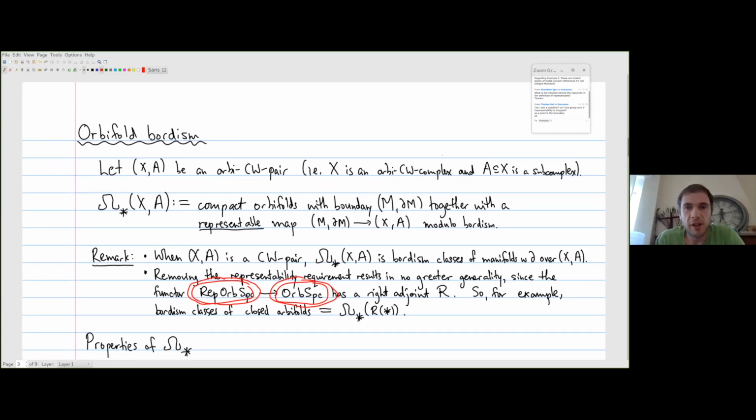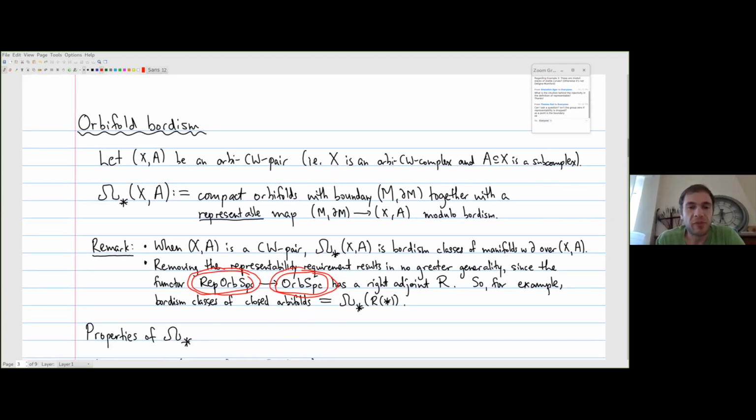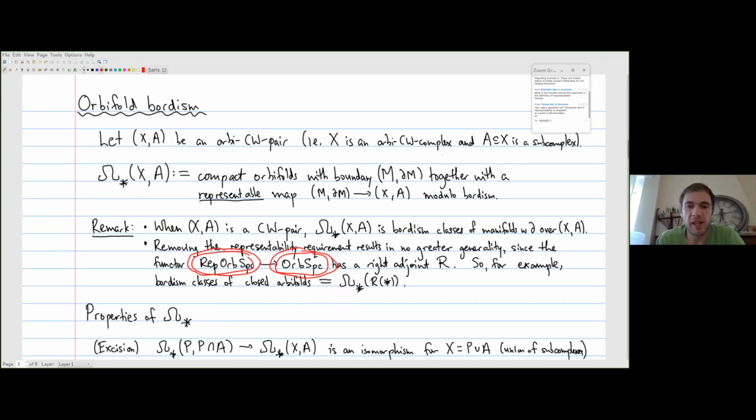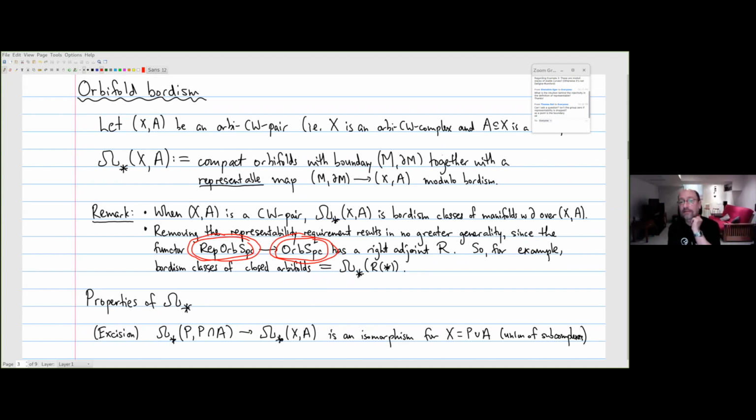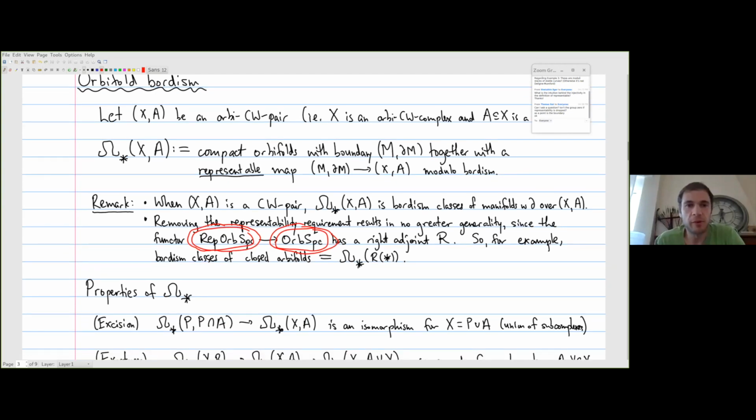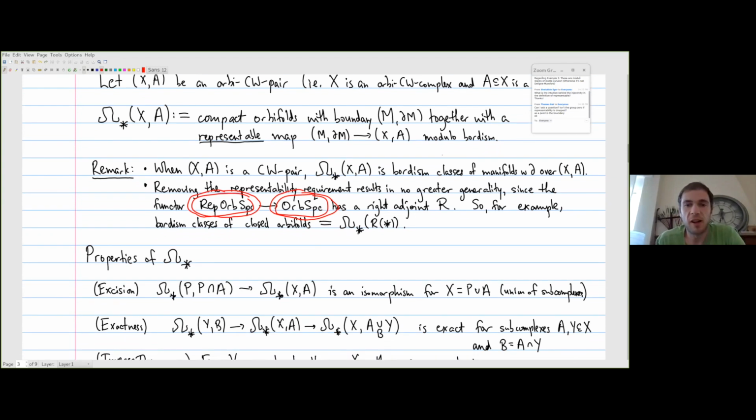Okay, so there are various properties of this orbifold bordism. First, it satisfies excision. This is essentially obvious, the same proof as for usual manifold bordism. Exactness is also obvious. The proof is the same as for manifold bordism.